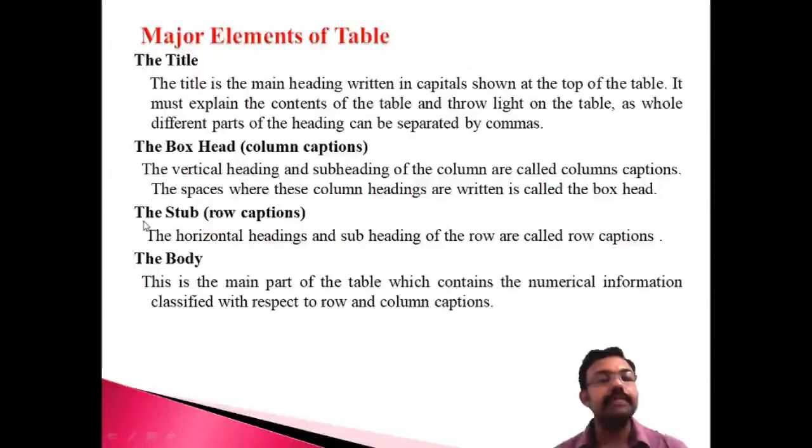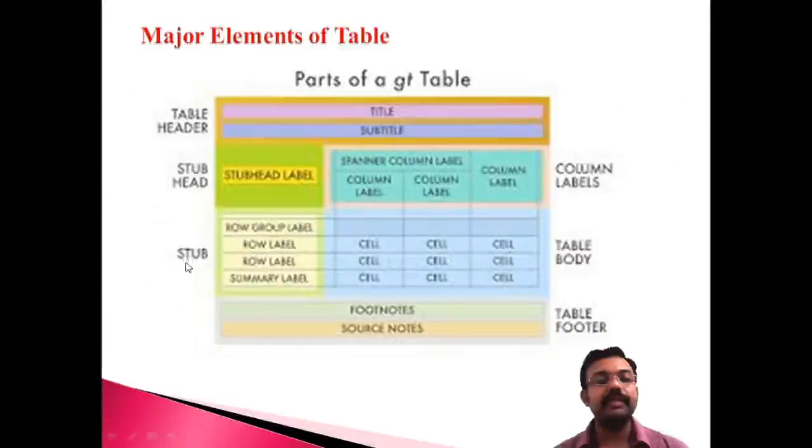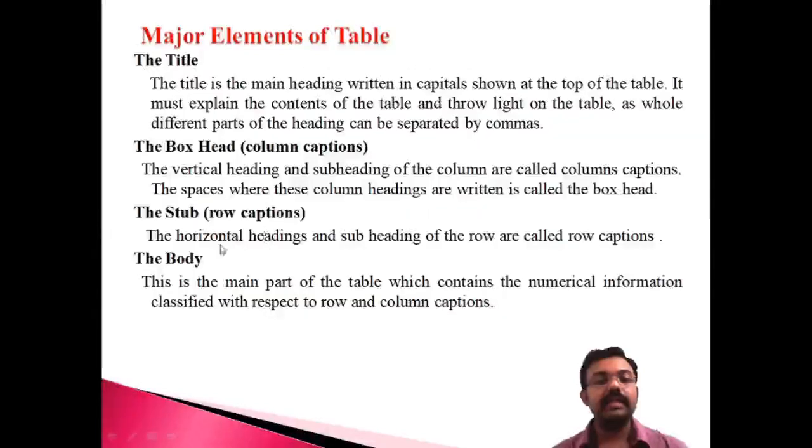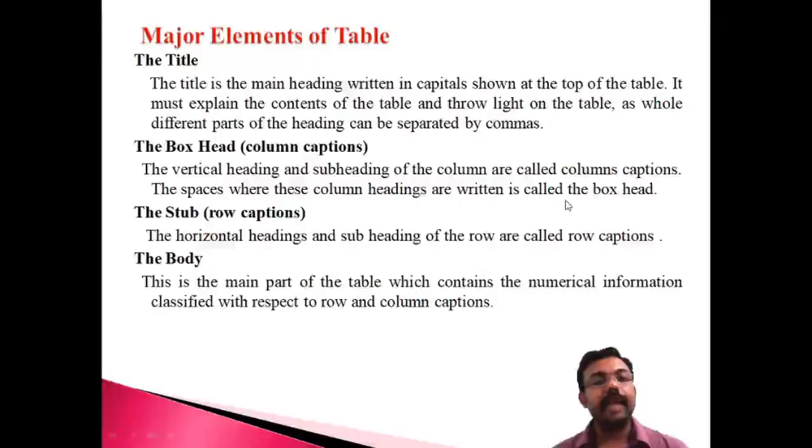The stub means row. The stub is the row-wise arrangement. You can see this row-wise arrangement. The term is known as the row captions. This is the column caption and this is the row caption. So the column caption is known as the box head, and the row caption is the stub. This is one of the important elements of the table, and another one is the body.